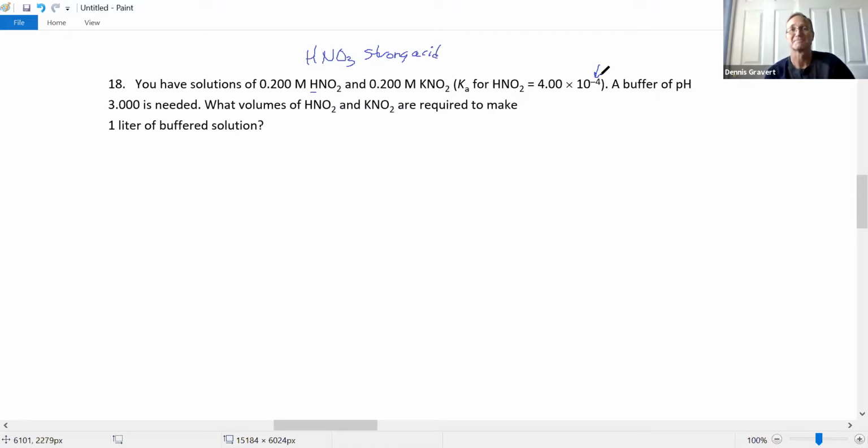Hope that was helpful. A buffer of pH 3 is needed. Okay, what volumes of these two liquids are required to make a 1 liter solution that's buffered? This is a real problem. You might actually do this in a bio lab, right?